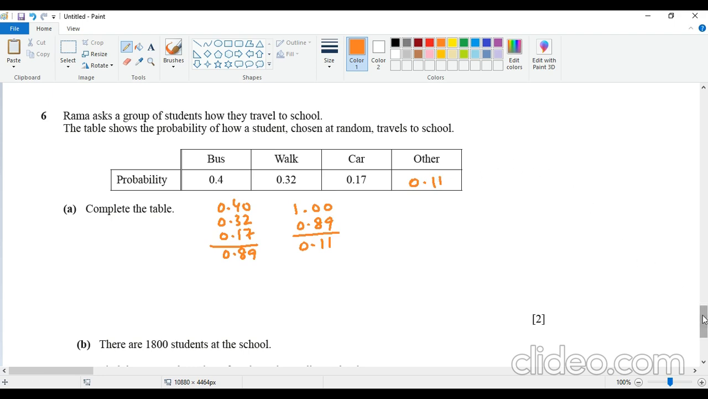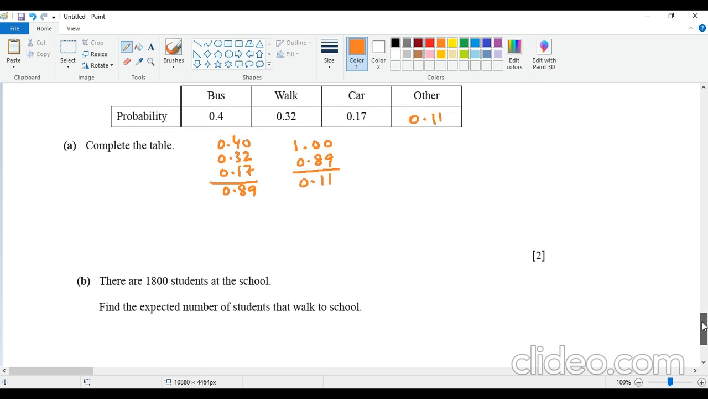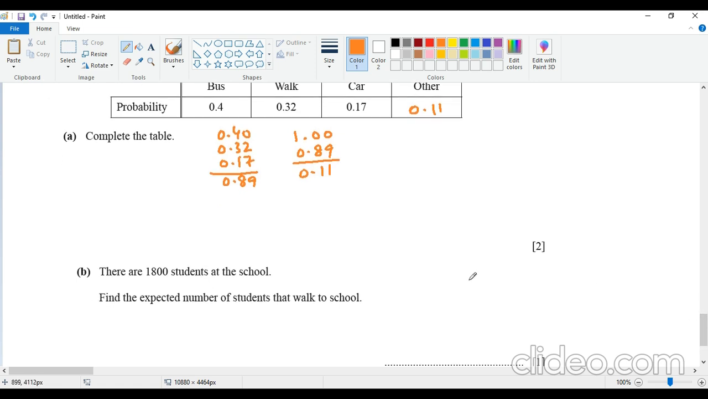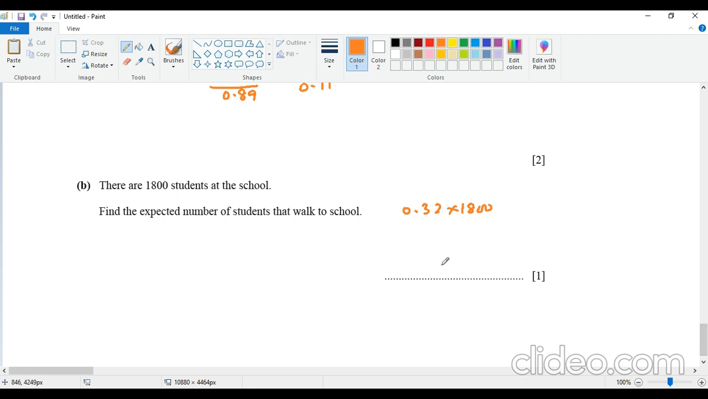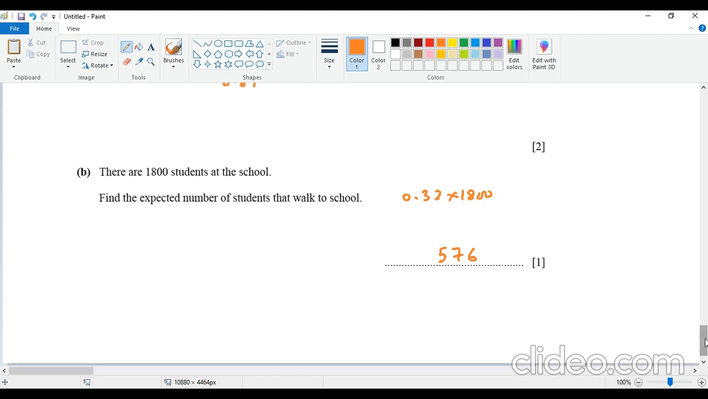Now they are asking you to find out, there are 1800 students in the school. Find the expected number of students that walk to the school. So walking is 0.32 as you can see. So 0.32 is multiplied by 1800. It's going to give us 567. Of course, calculator is allowed to use. So once you multiply these two, you will get the final answer.